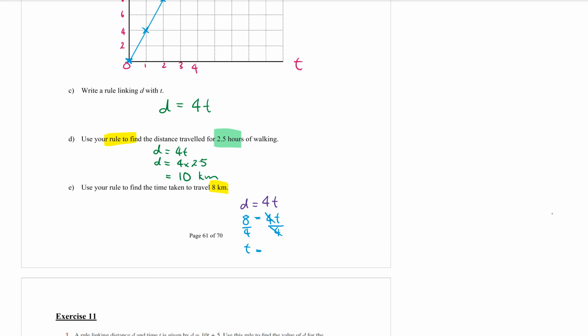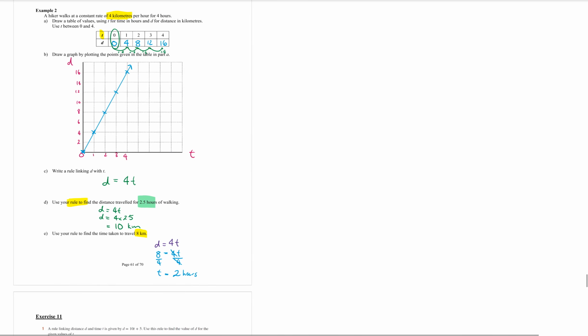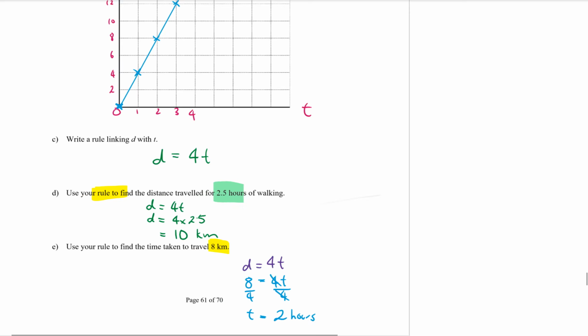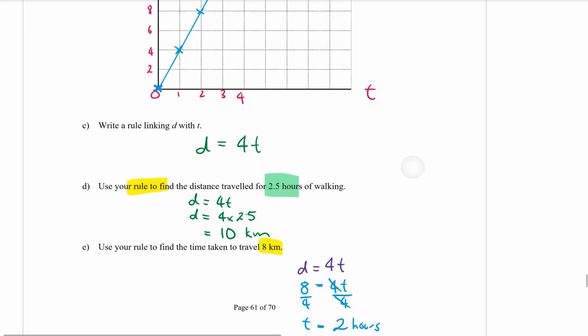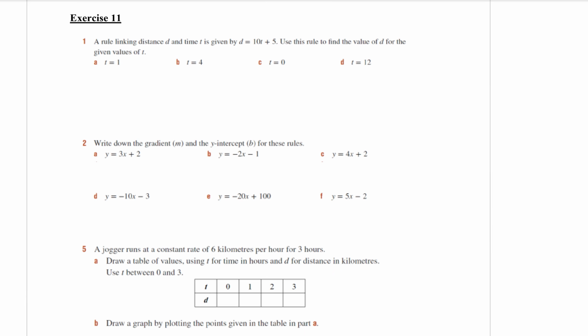8 divided by 4 is 2, and the units of that will be in hours. So it will take 2 hours to travel 8 kilometers, which we could also have known by looking at our graph or looking at our table. But it did say to use the rule, so we've shown that we can use the rule to do that as well. Okay, so they're the kind of questions that you're going to be answering today. So you're working on exercise 11.